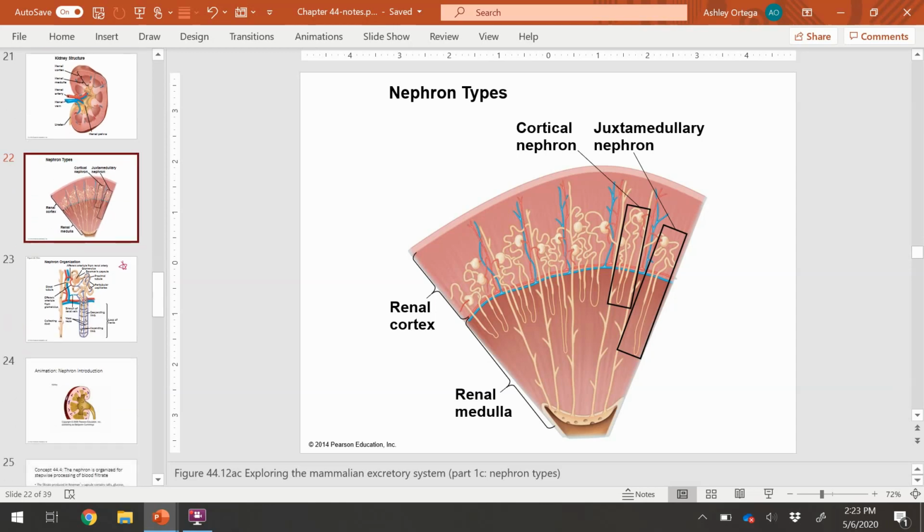But before I move on here, do take a look. The collecting duct goes all the way down eventually to the renal pelvis, which would be down there.